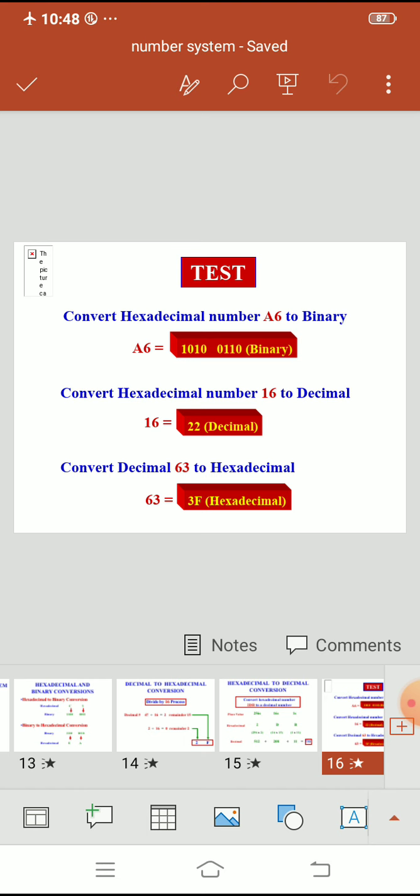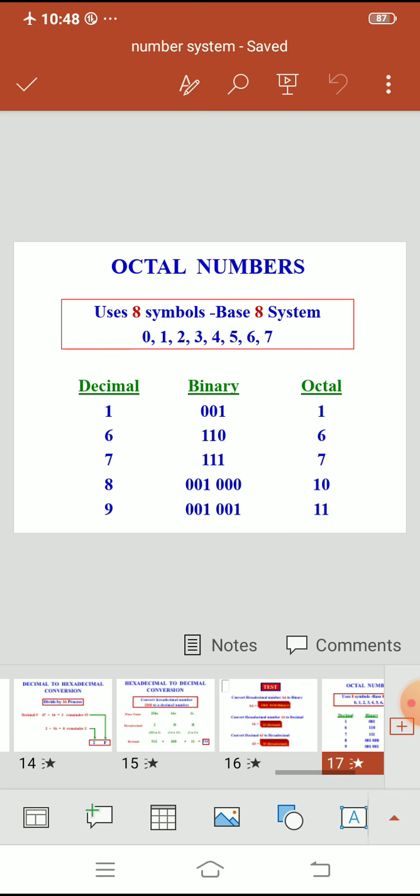Convert hexadecimal number A6 to binary. A is equal to 10, equivalent to binary number 1010, and 6 is equivalent to binary number 0110. Convert hexadecimal number 16 to decimal: 16 is equal to 22. Convert decimal 63 to hexadecimal value: 63 is equivalent to hexadecimal value 3F.